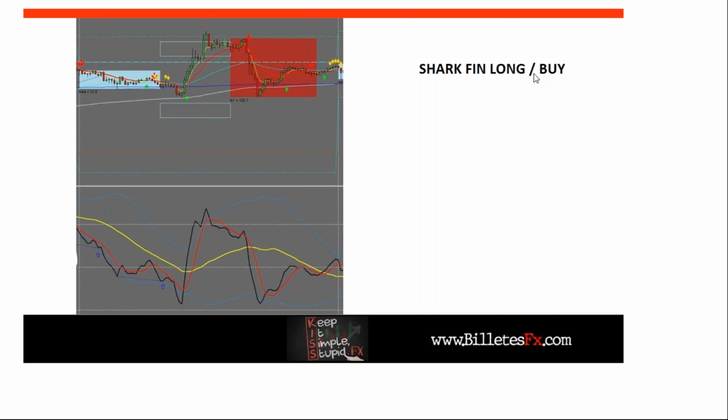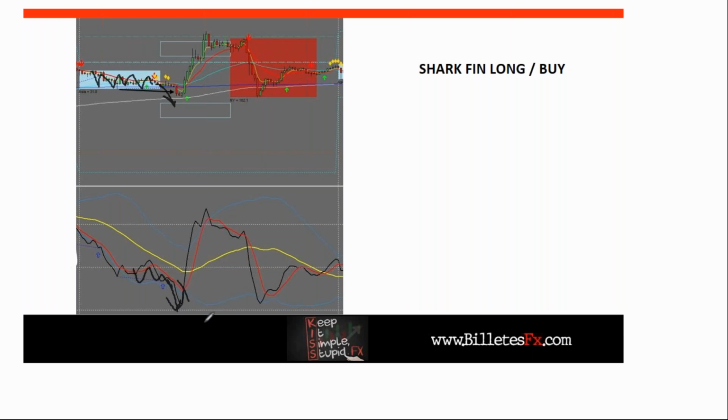Shark fin long is the opposite of the short. Look at here. Consolidation. I'm gonna keep repeating this because this is what you're gonna hear all the time. Identify the consolidation. Where did price break out to? To the downside. False move. Stop hunt low. Consolidation. Stop hunt low. Shark fin.